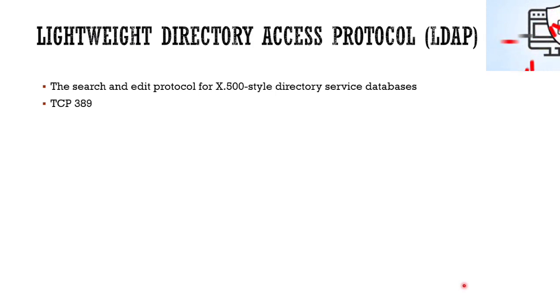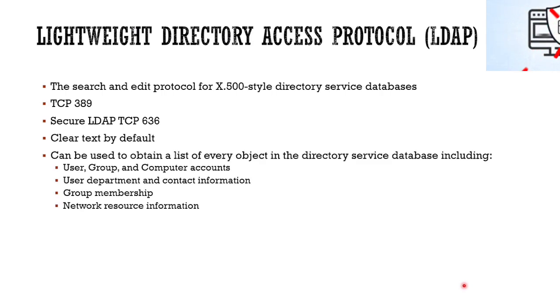It listens on and actually communicates on TCP 389. It's clear text. There is a secure version, and that is on TCP 636, but it's clear text by default. And we can use it to obtain a list of every object in Active Directory, including users, groups, computers, user department and contact info, group membership, network resource information. We cannot use it to query things like password hashes, but just the objects themselves, yeah, we can get that stuff.